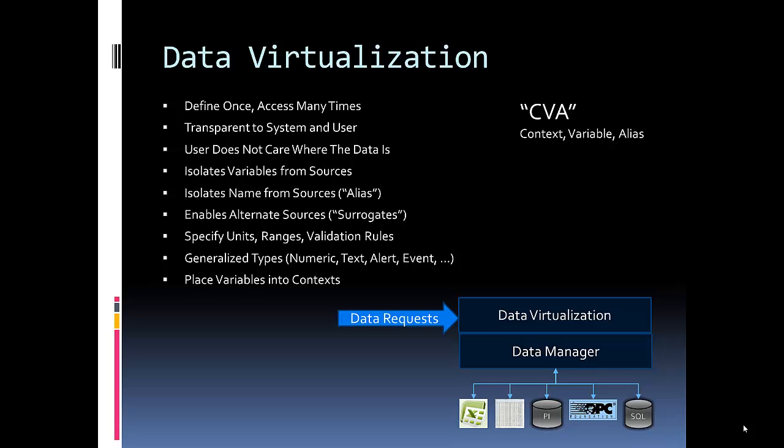We also support very generalized types, including numeric, text, alerts, events, etc. in the data virtualization layer. And you can define that this variable is a floating point numeric, or it's a text variable, or it's an event. It's something that can be controlled. It's something that is manipulated, but you can't control it. This is something that just comes as it is. It's an effect of the process that you're running.